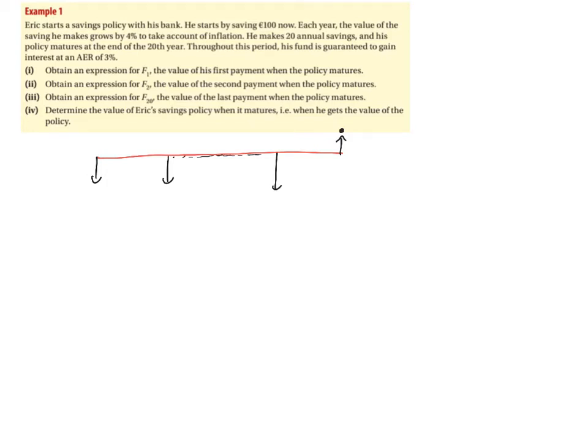Now this is going to be my F1. It says obtain the value expression for F1, the value of his first payment when the policy matures.